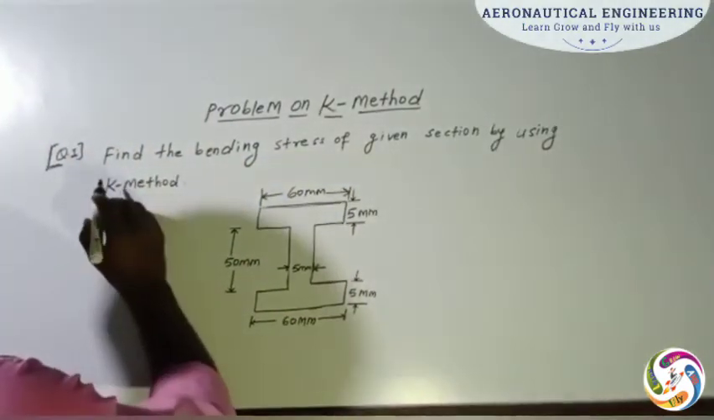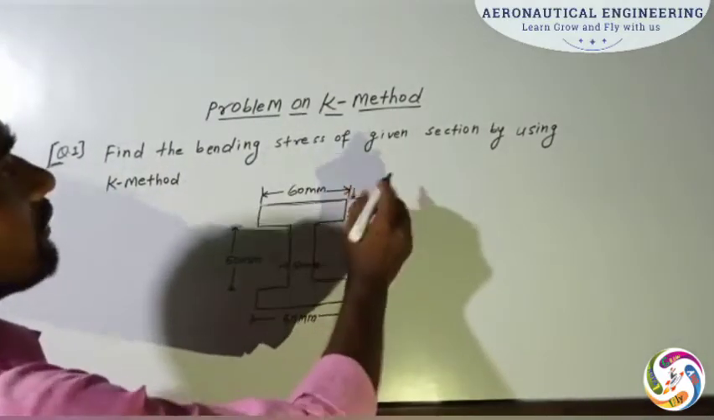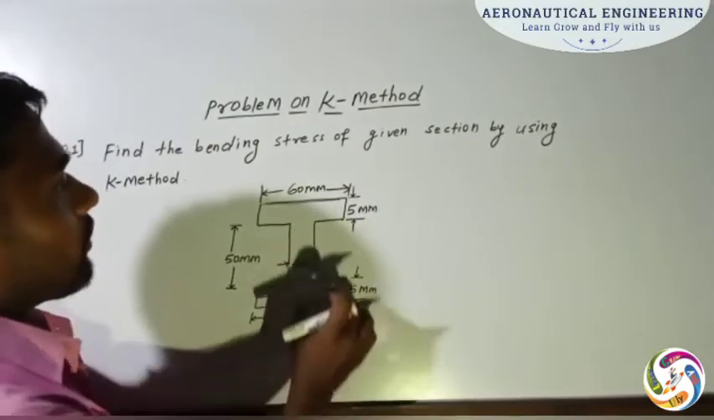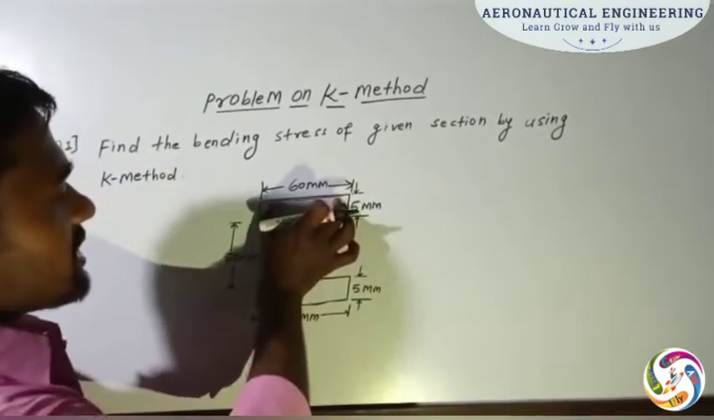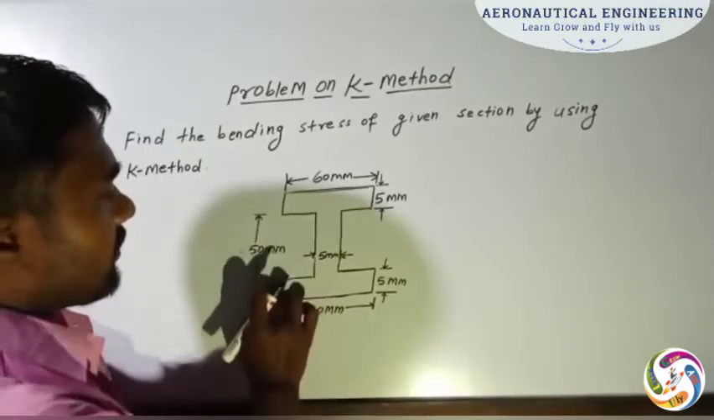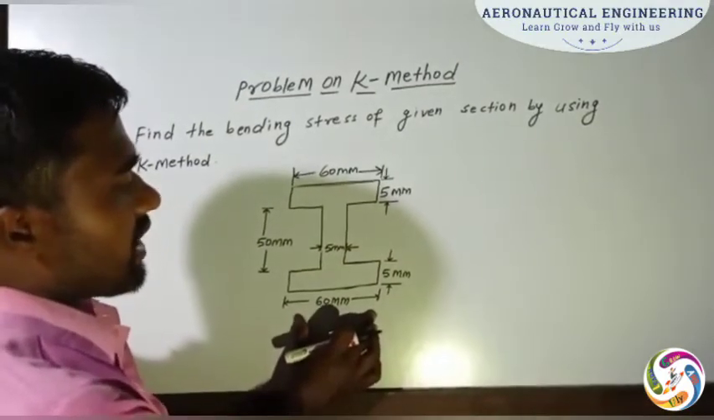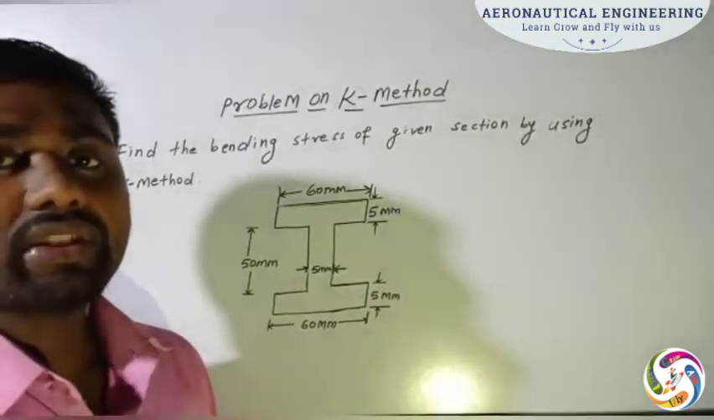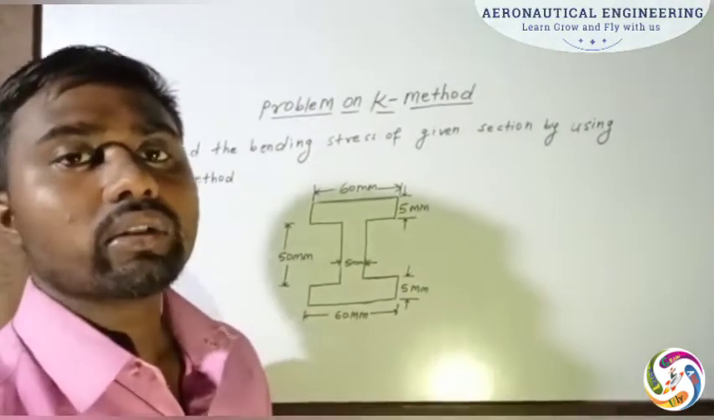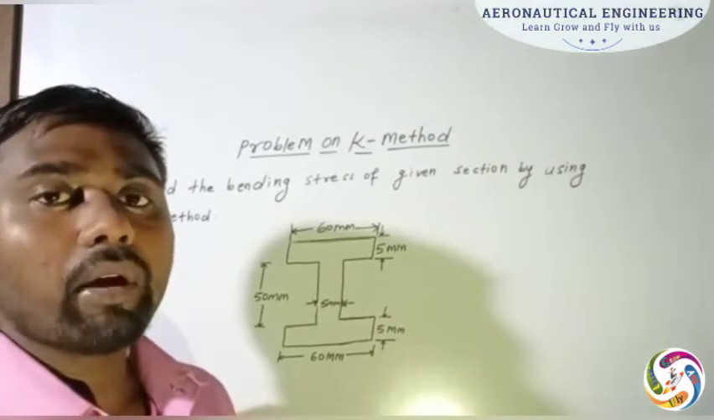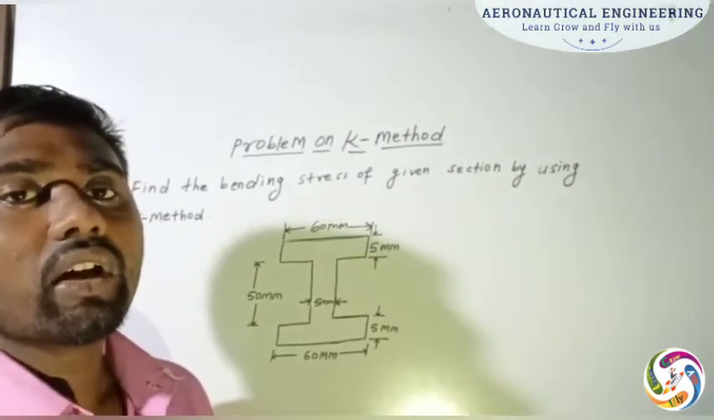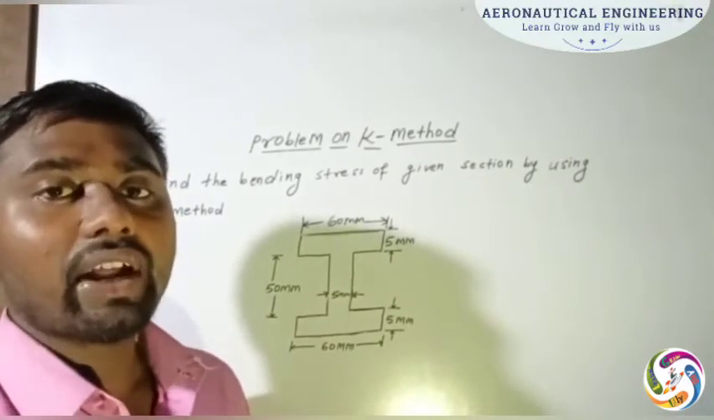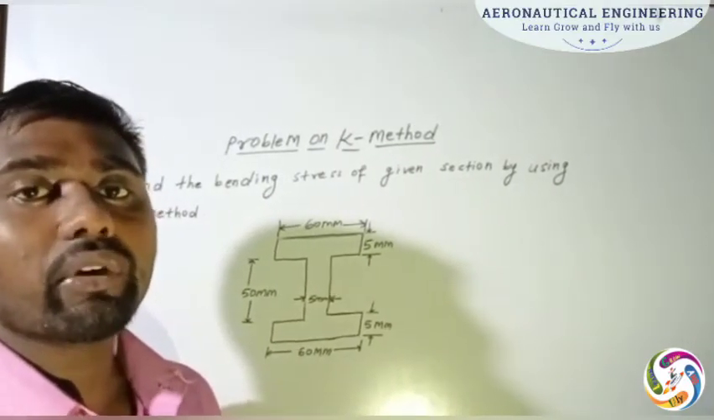Here the given question is: find the bending stress of the given section by using the K method. We have been given an I section. This length is given as 60 mm, this length is 50 mm, this length is also 60 mm, and this length is 5 mm. There are different steps we use to solve a problem based on the K method. The first step is to divide the given section into different sections and find the centroid and moment of inertia for each section.